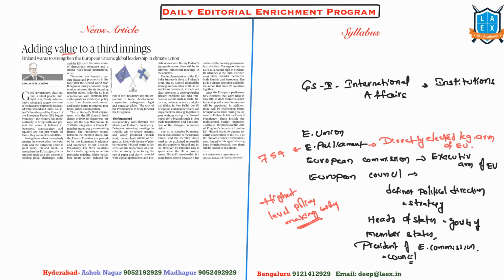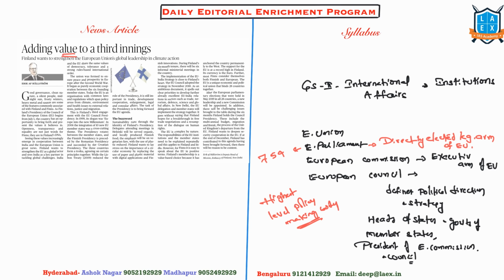The next is adding value to a third innings. Finland has become the chair, or the president, of the European Council. Let's understand the structure of Europe a bit. European Union is the normally used word, but it has the European Parliament, European Council and European Commission. The European Council consists of heads of the government.